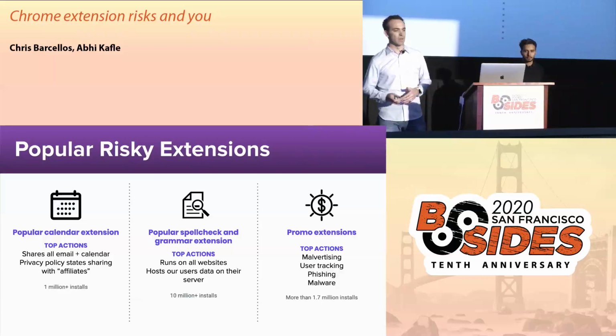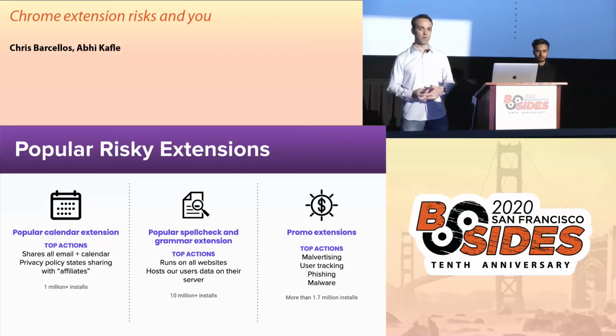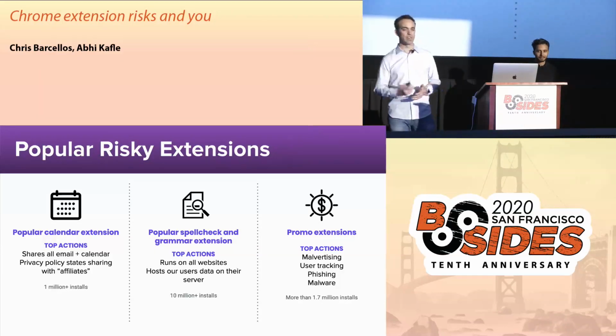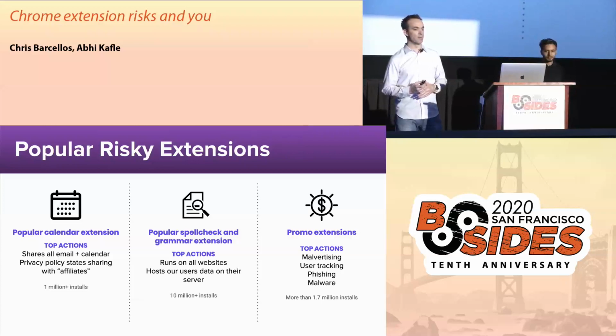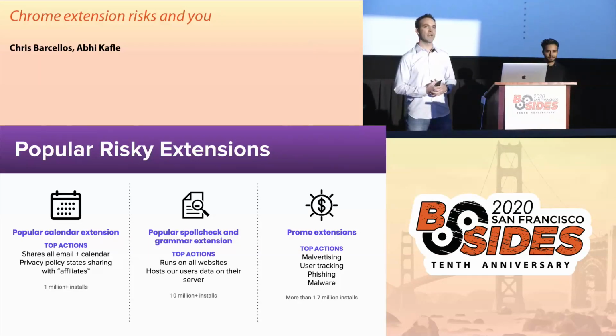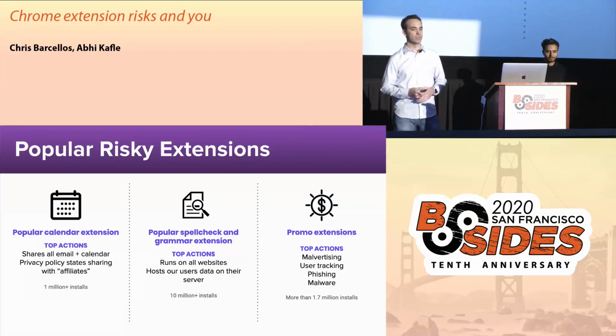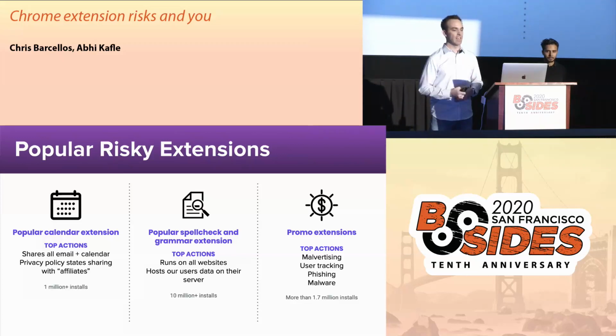So some of the popular risky extensions that we ran across looking through our user base were these three areas we called out directly. There's a bunch more that are out there. But in these cases, the first one is tools that do productivity help. And they will ask for access to the user's calendar and email, and also sharing this data with third parties.